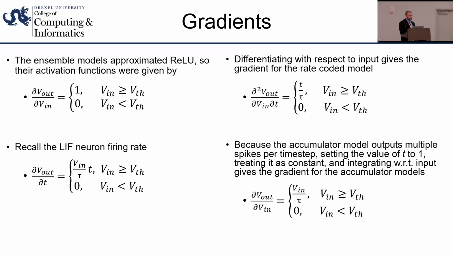For the LIF firing rate and the IF firing rate, recall that it's given by the input over tau times the time step. So differentiating this with respect to the input gives a gradient for the rate-coded models, which is the time step over tau. And then we treat the accumulator model in a similar way, but since they're putting multiple spikes in a time step, we set t to 1 and then integrate with respect to the input. Then we get the gradient for the accumulator models, which was the input over the tau decay constant.